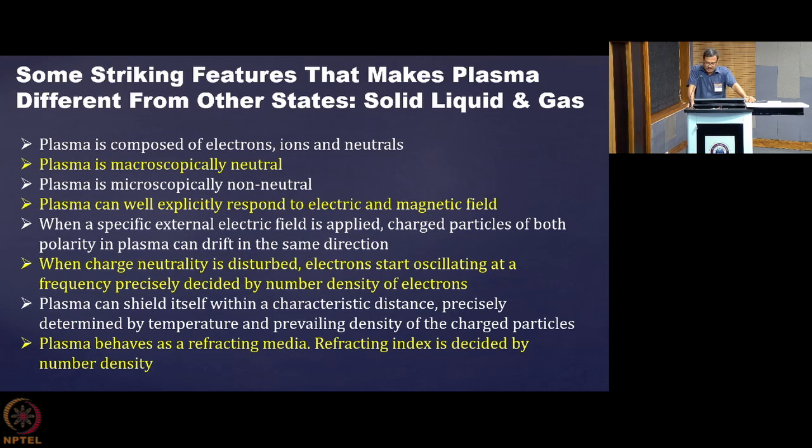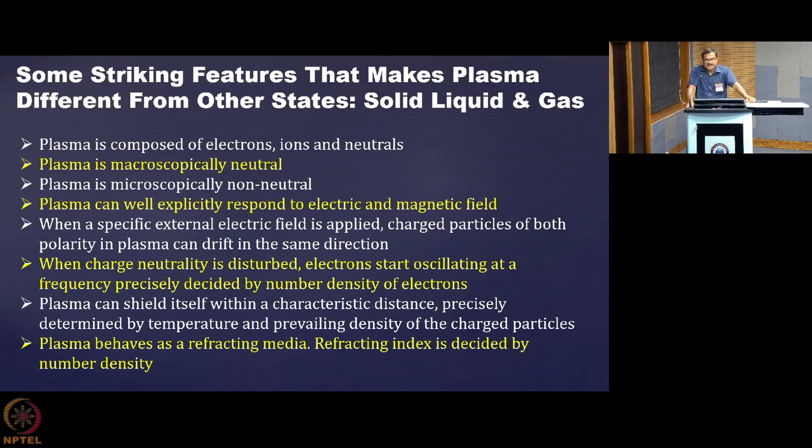Now, although plasma is macroscopically neutral, it can very well respond to electric and magnetic fields. That is very interesting. Something neutral will not respond to electric or magnetic field, that is quite expected. But plasma, although it is macroscopically neutral, can well respond to electric and magnetic fields, and in a very fascinating manner. And the way it can respond, we'll come to know in detail in our later lectures.